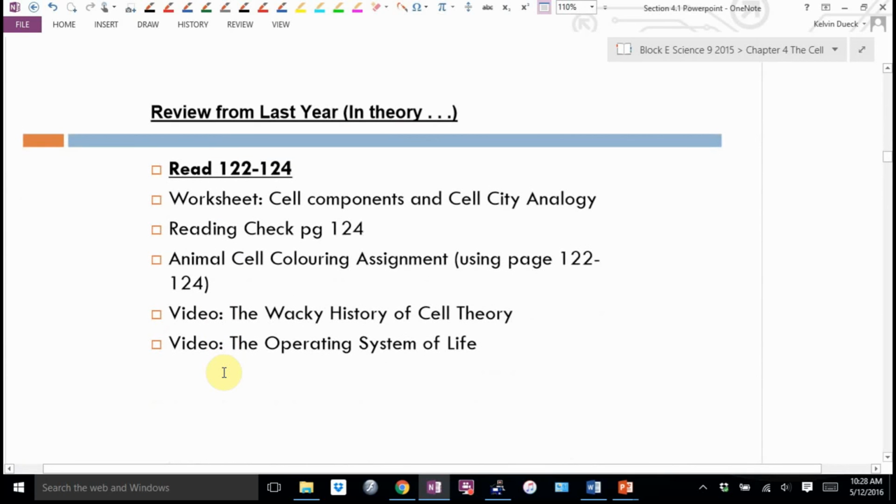So, review from last year in theory. If you can open your textbooks, please, to page 122.